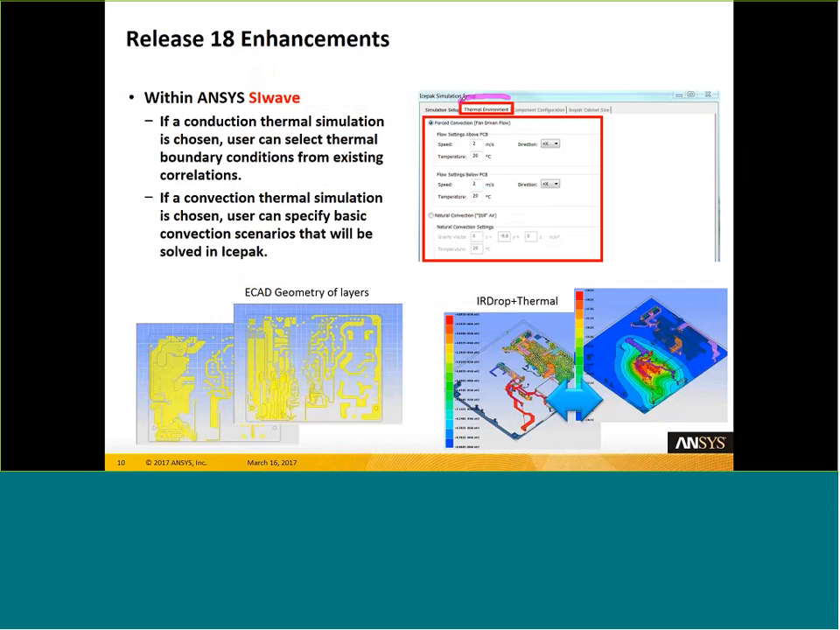The next tab in this IcePack simulation setup panel is thermal environment. So if you chose conduction as your thermal simulation type, you can then select appropriate thermal boundary conditions. And IcePack will, based on your inputs, calculate heat transfer coefficients based on established correlations. That's for conduction. And then for convection, based on your inputs, SiWave will set up an IcePack simulation with your inputs as boundary conditions.